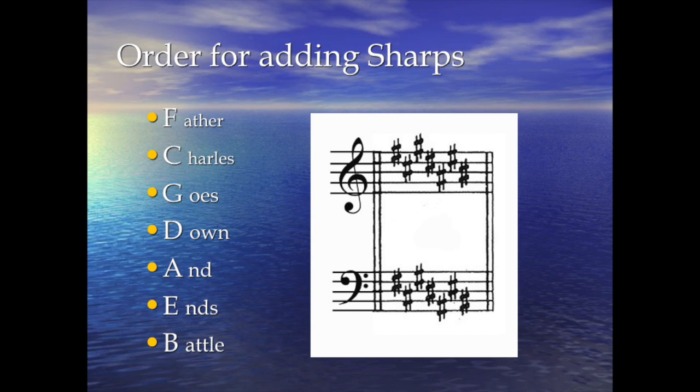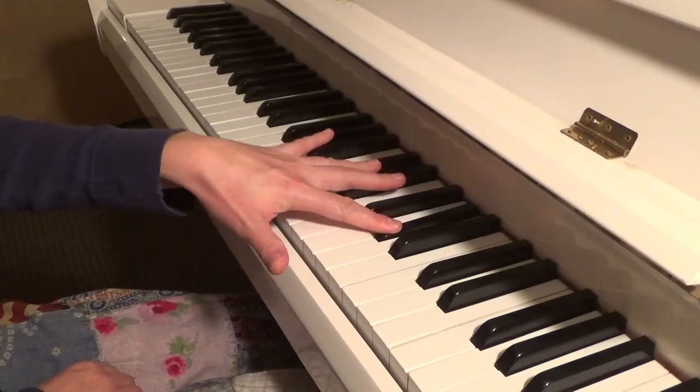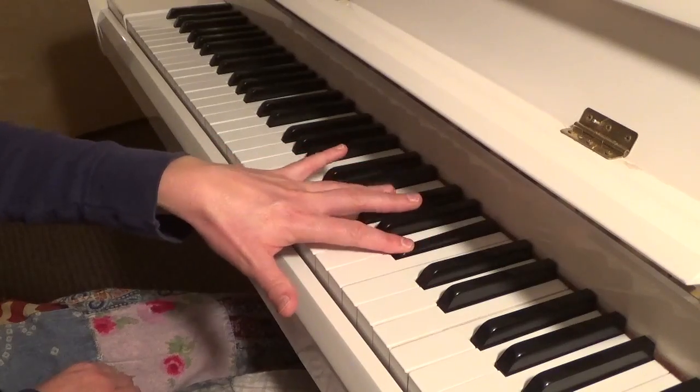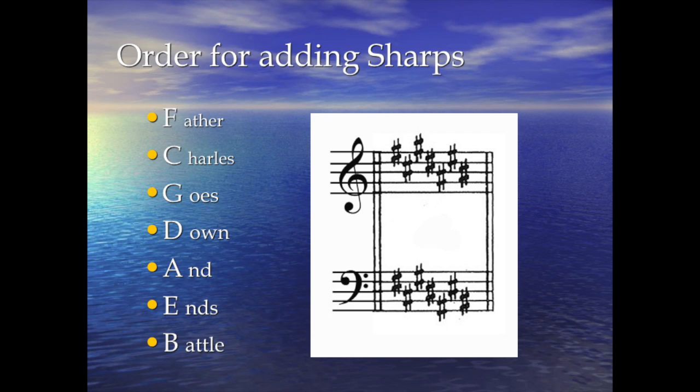So the sharps are always added in the same order: F, C, G, D, A, E, B. There's a fun saying that can be helpful in remembering this order. Father Charles goes down and ends battle. And you can look at the lecture slides to see how those look when they're written on the staff.